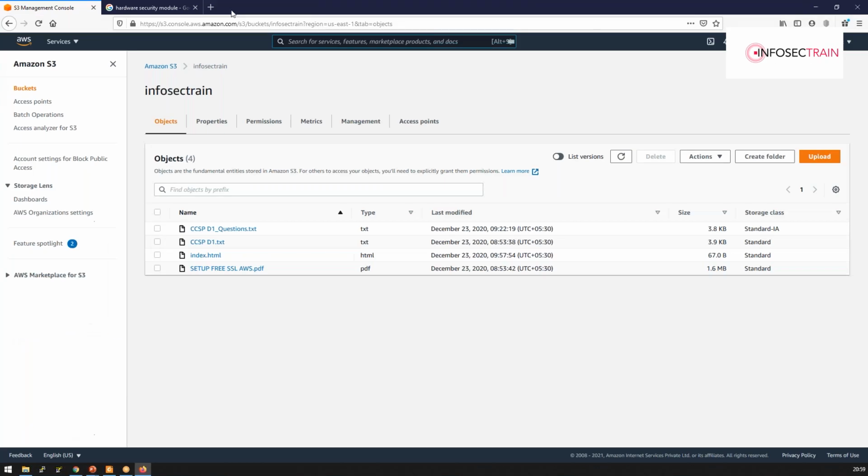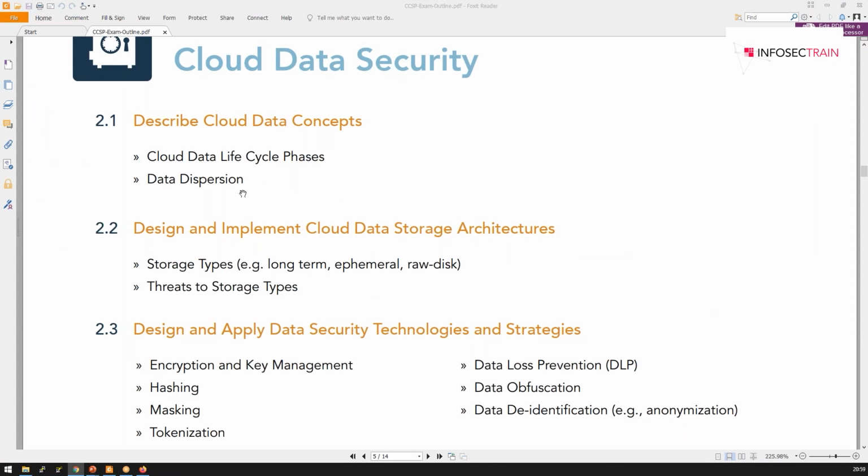The same concept in cloud is called data dispersion. So basically dividing the data and storing it in multiple locations is what you call data dispersion. But when you talk about data dispersion, we have to understand one word here called data residency.